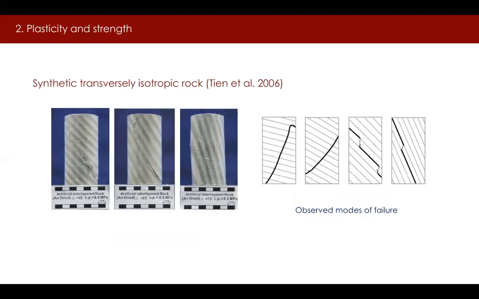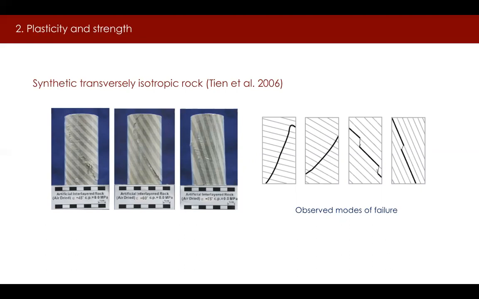Synthetic rocks are rock-like materials made of different constituents that are mixed together to produce a new material whose properties are similar to those of natural rocks. Tien et al. vary the weight ratios of cement, kaolinite, and water to produce the synthetic transversely isotropic rock specimens shown on this slide.